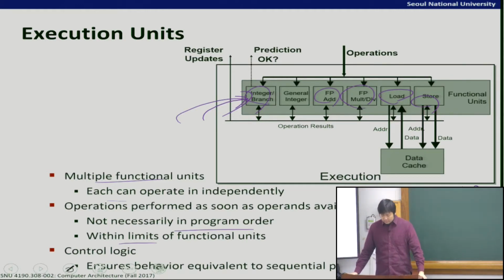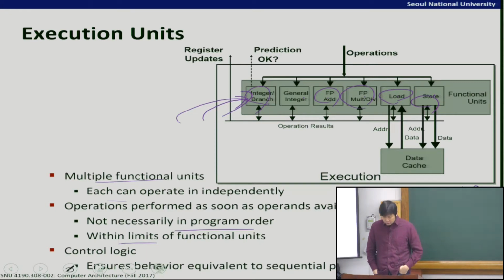Meaning that in this example we have how many? 1, 2, 3, 4, 5, 6 functional units, right? So the maximum number of instructions we can execute at the same time is 6, because we only have 6 functional units. So this is the kind of limit on how many instructions you can execute in parallel.